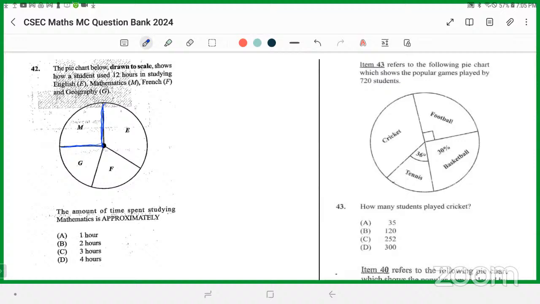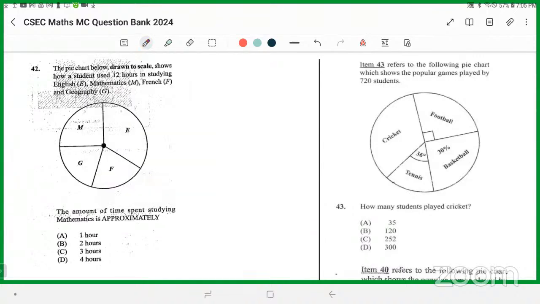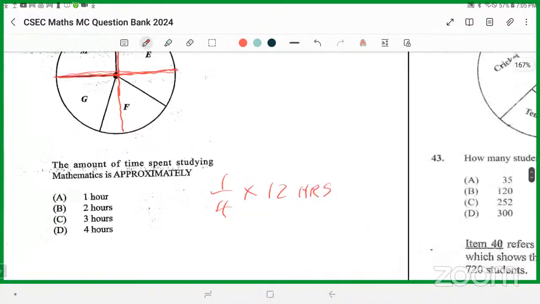That's what I want you to do, really. Approximately, math looks like 90 degrees right here. And 90 degrees is a quarter of a circle. See, if you divide it this way and this way, the math is about 1/4 of the circle. Math alone is 1/4. So math is 1/4 of the 12 hours, which is 3 hours.